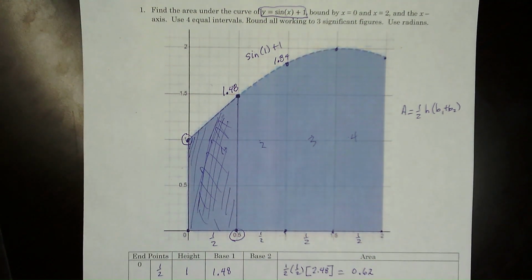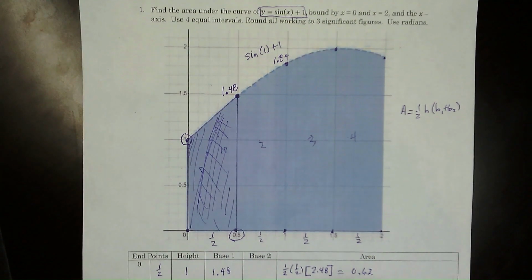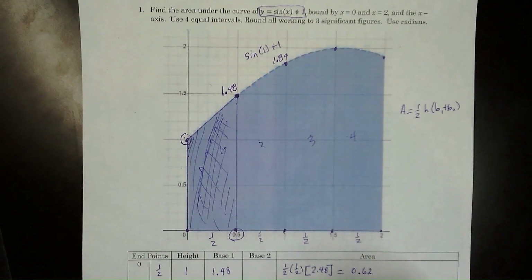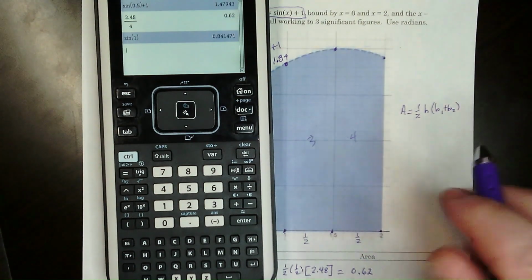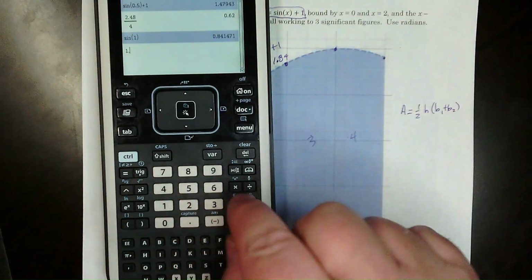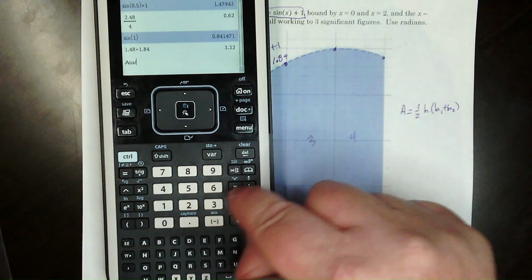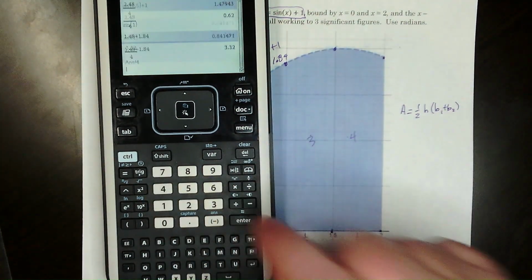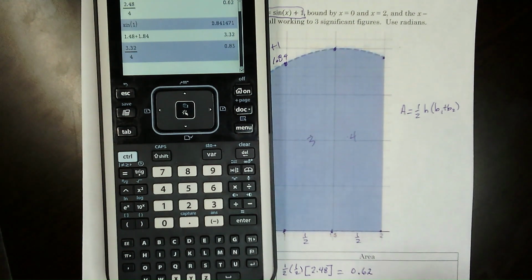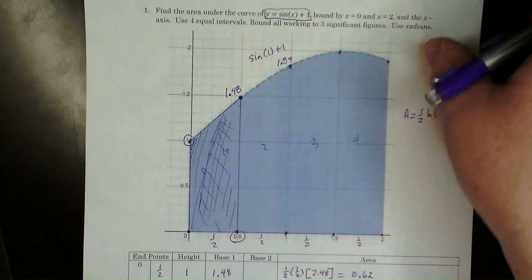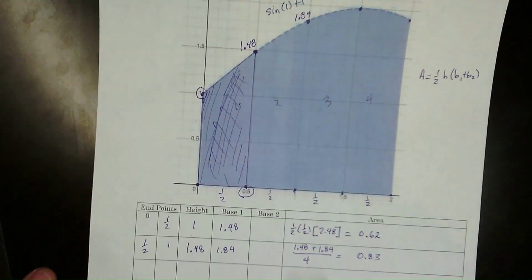Kind of funny because it's kind of turned around right there. So what we have here, even though you can maybe do this calculation in your head, it's good to write it out, because if you made a silly mistake, the easiest way to find it is just like that right there. So we have 1.48 plus 1.84 divided by 4. 0.83. So there we go.